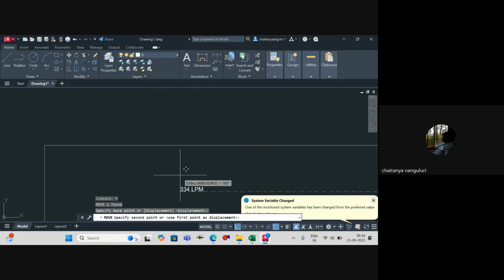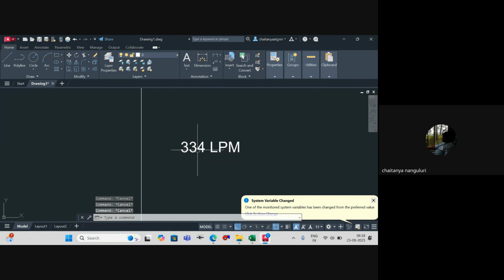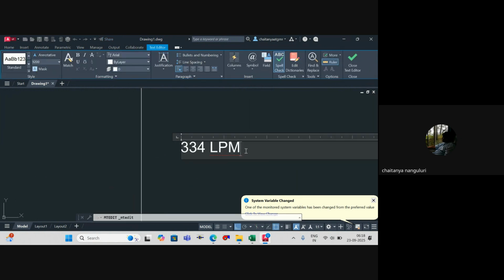If I want to convert into gallons, I can directly divide the value by 3.78, because I'm more comfortable in gallons, nothing else. So 334 divided by 3.78, because 1 gallon is 3.78 liters, gives 88.5.